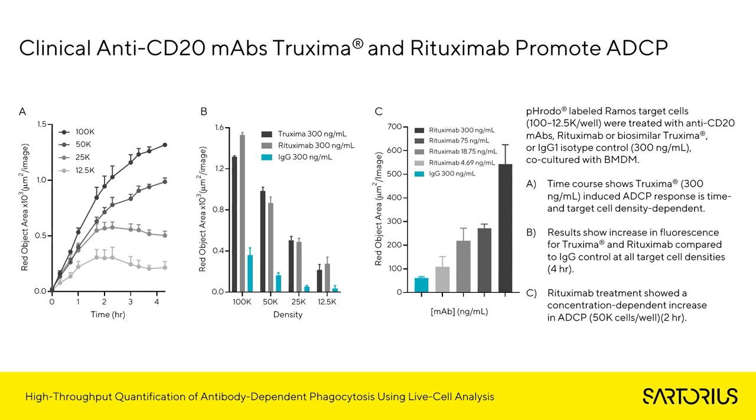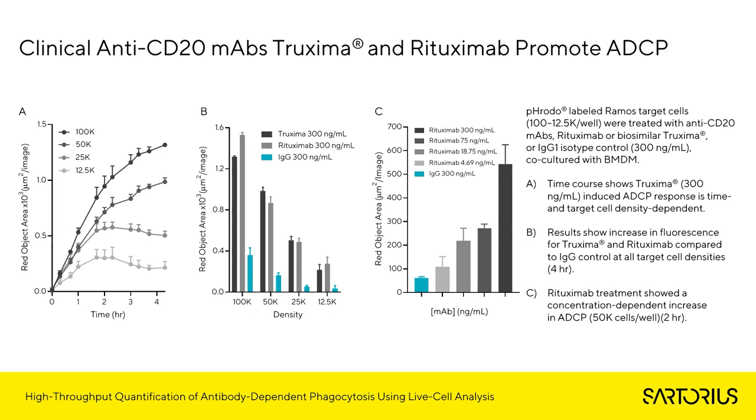To investigate phagocytosis of viable tumour cells via antibody-dependent cellular phagocytosis, we assessed two clinical monoclonal antibodies targeted against CD20. These were rituximab and truximab, which is a rituximab biosimilar, and these are both approved treatments for CD20 positive B-cell cancers.